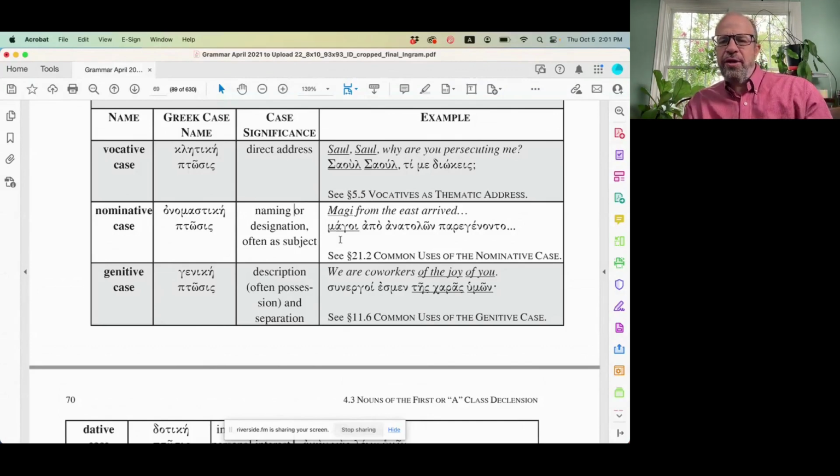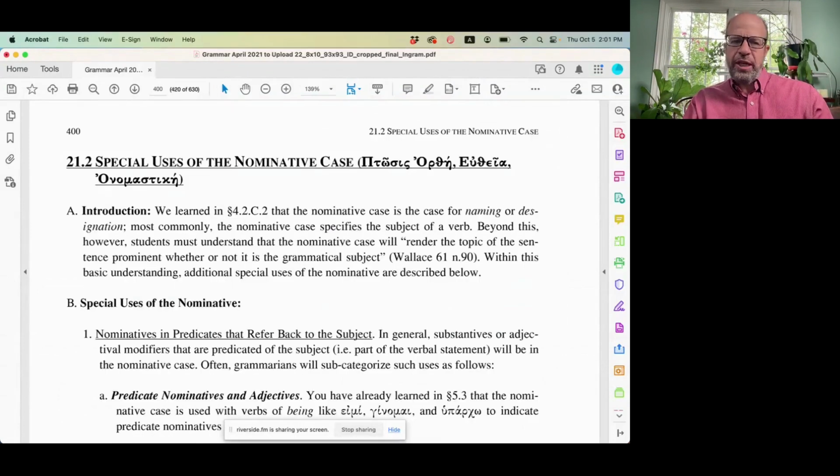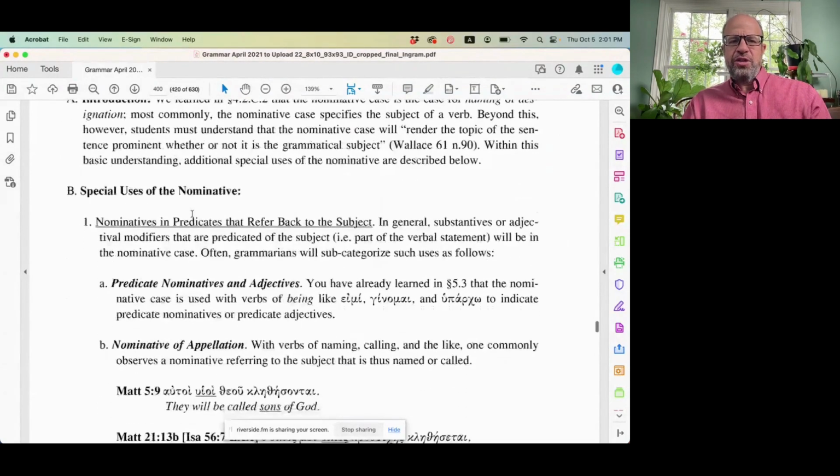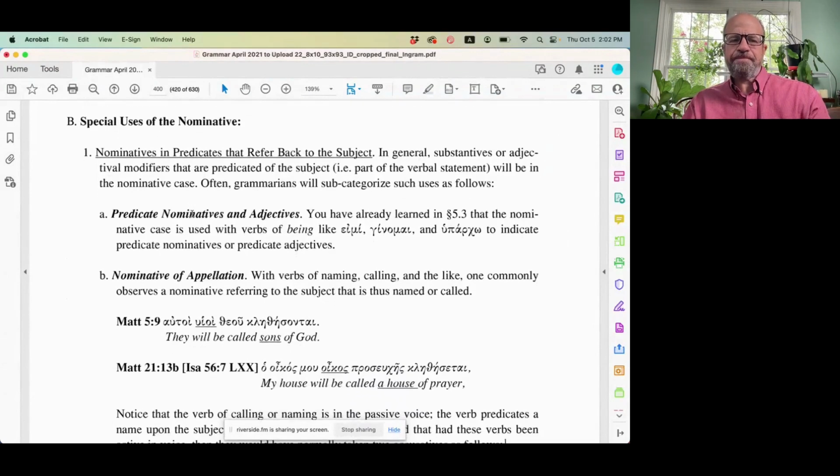But the example here, you have the Magi from the east arrived. And so you have Magoi apo anatolon paregenonto. So here is the subject, the Magi, or however we want to understand that. That's the nominative, that's functioning as the subject. So this is a designation case, and it is used in different kinds of constructions, but the most fundamental is as subject.